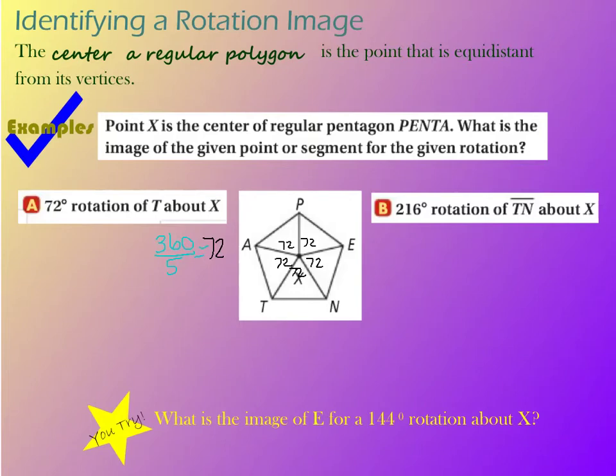So if I'm interested in moving T by 72 degrees, I just need to scoot it over to the next vertex. But remember, you're always rotating counterclockwise, unless otherwise stated. So here, I just need to take point T, and I need to move it over by 72 degrees counterclockwise. So the image of T rotated 72 degrees about X would be N.